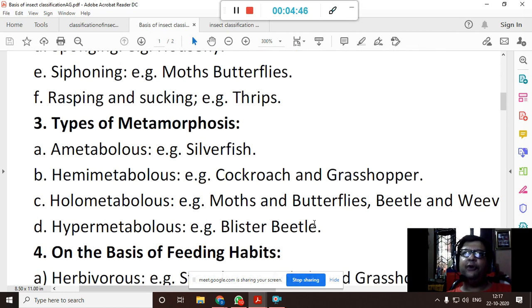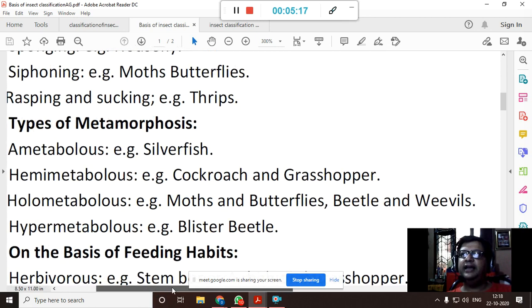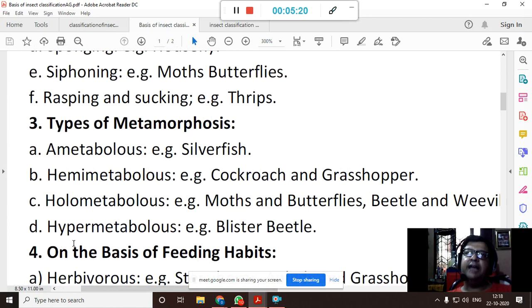Again, on the type of metamorphosis, they can be divided into ametabolous, for example silverfish. The small young ones resemble the grown-ups. Then hemimetabolous, where they almost resemble, but there are some differences, for example in cockroaches and in grasshoppers. And you have the holometabolous: moths, butterflies, beetle, and the weevils. You have the hypermetabolous, the blister beetle. Every stage looks absolutely different from each other.